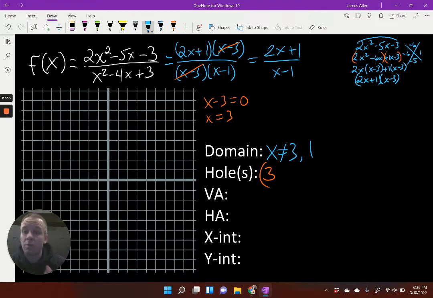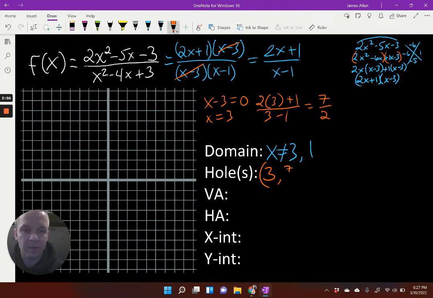So how am I going to get my y coordinate? Well, if I have my x coordinate here, I can take this 3 and plug it into the function that's been simplified. 2 times 3 plus 1, divided by 3 minus 1. So that gives me 6 plus 1 is 7, divided by 2. 7 divided by 2 is 3.5, if we do that in our cabeza. All righty, I like that. That's wonderful. Next up, we got vertical asymptotes.